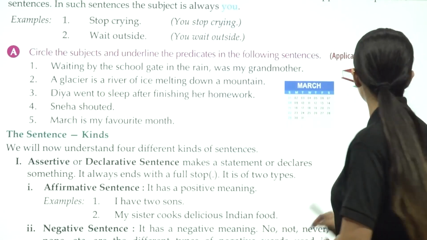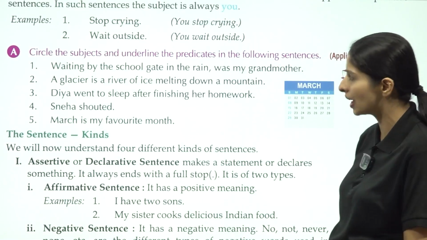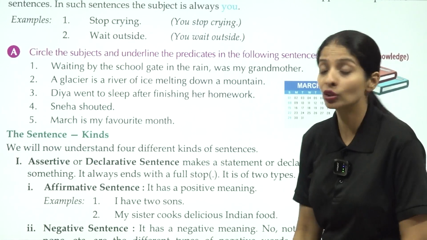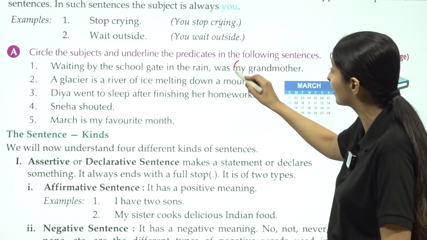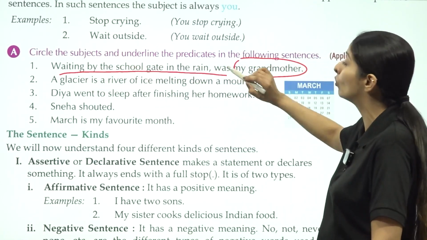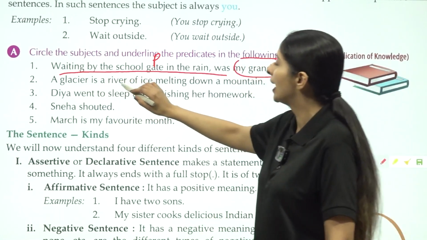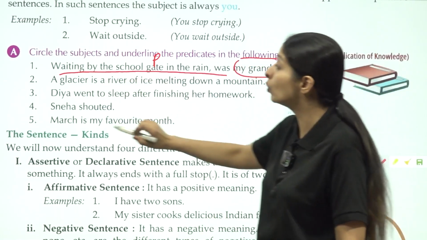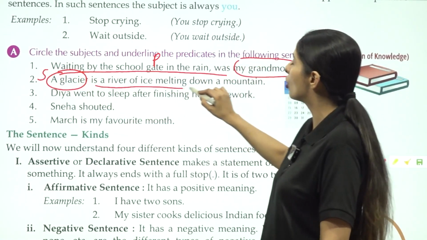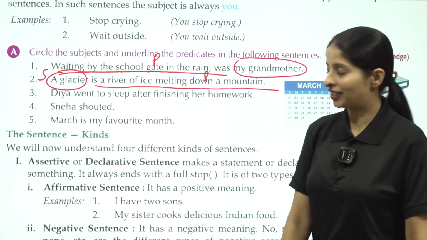Now here a question is given: circle the subject and underline the predicates in the following sentences. Waiting by the school gate in the rain was my grandmother. So my grandmother here is the subject at the end of the sentence, and waiting by the school gate in the rain was the predicate. A glacier is a river of ice melting down a mountain. So I'm talking about the glacier. So it is the subject. A river of ice melting down a mountain is the predicate.